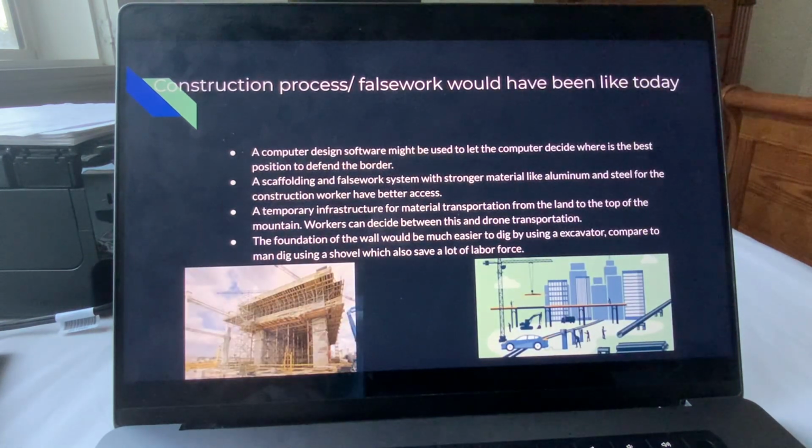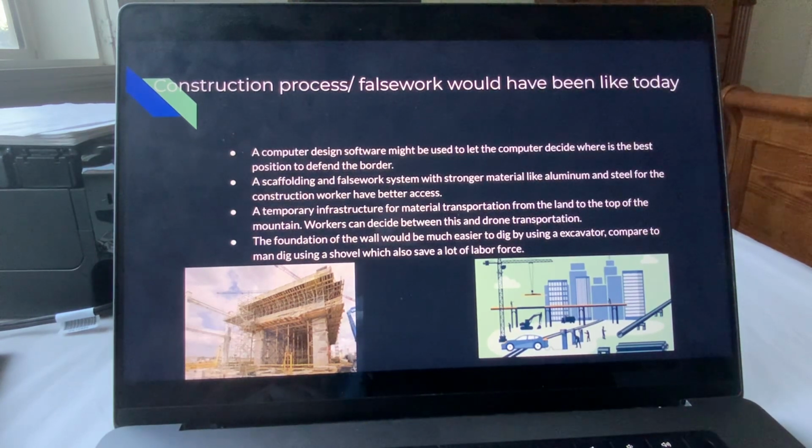So for the construction process today, I think computer design software is definitely used to pick the best position for defense. And then I think a stronger scaffolding and false work system is required, with materials like aluminum and steel for construction and better access to the site. And then a temporary infrastructure for material transportation.